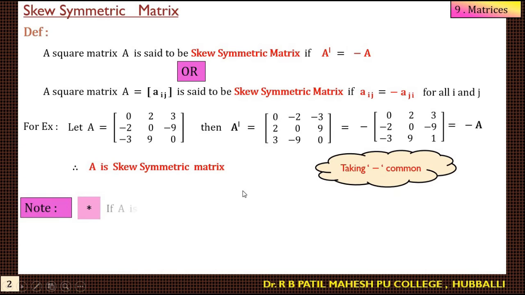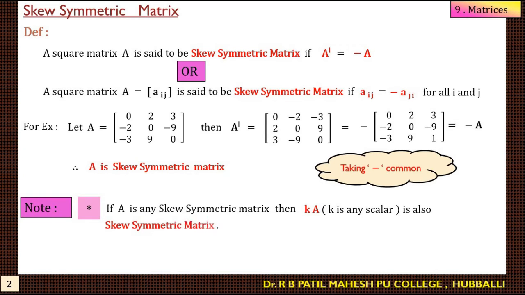Remember some important point. If A is any skew symmetric matrix, then KA, where K is any scalar, is also a skew symmetric matrix. So this is also very important. That means if A is a skew symmetric type, you multiply any scalar to that, like 2A, 3A, minus whatever, that is also a skew symmetric type.